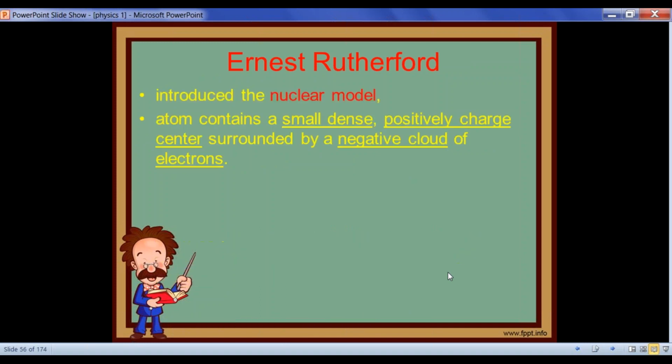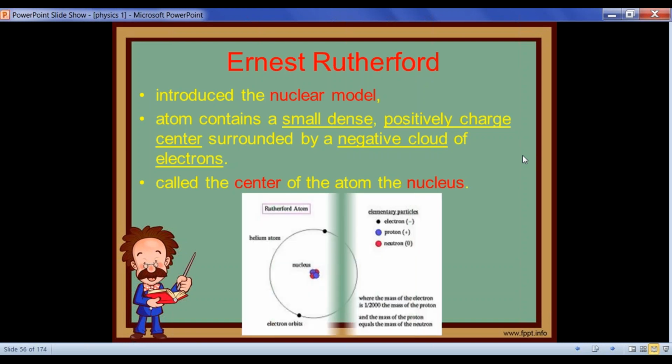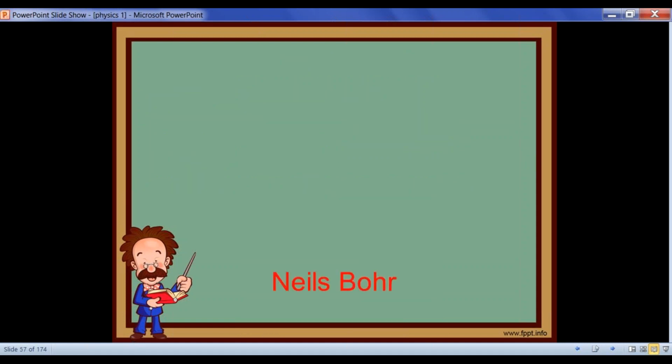Next, by Ernest Rutherford. So, he introduced the nuclear model. According to him, atom contains a small, dense, positively charged center surrounded by a negative cloud of electrons. So, ang kanyang focus naman is yung nucleus. So, sa Thomson, ang focus niya is yung ating electrons. According to Rutherford, the center of the atom is called the nucleus. So, ito po yung theory ni Ernest Rutherford.